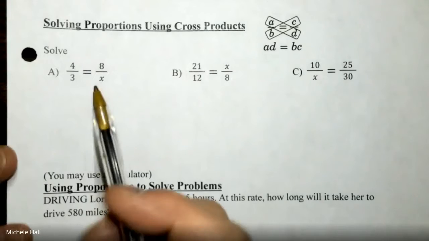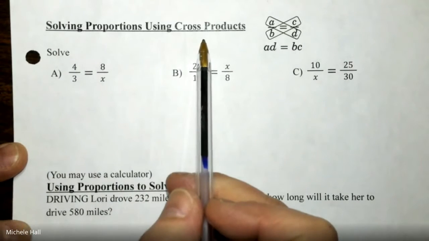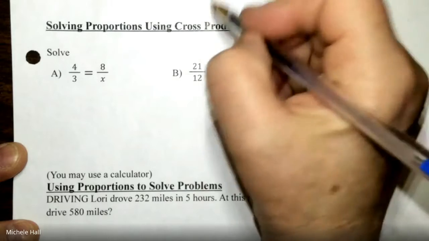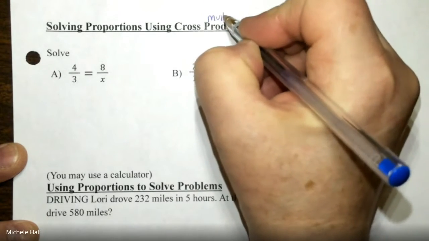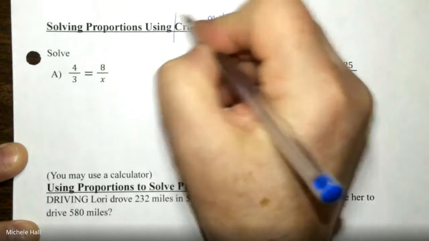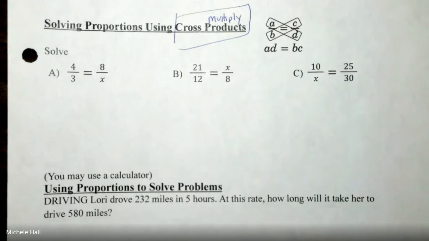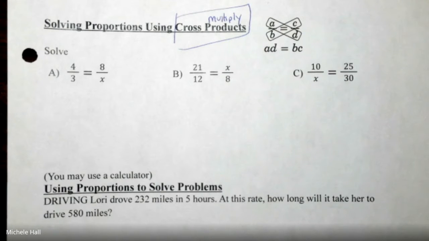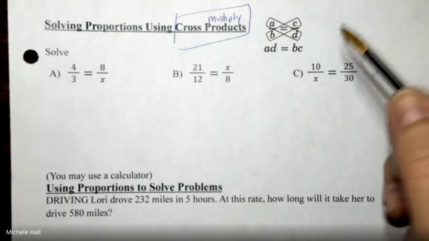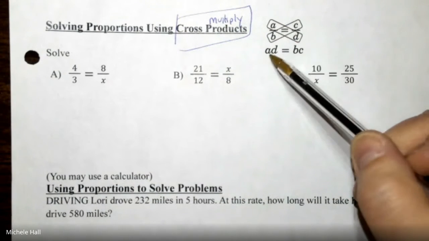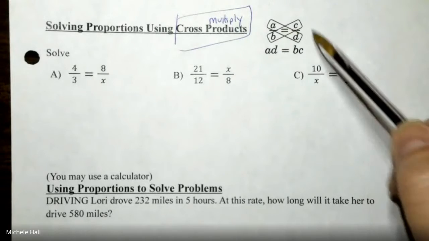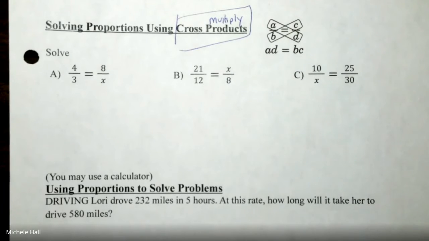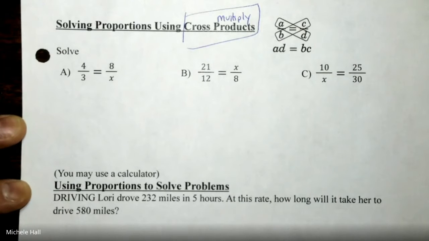Sometimes if we look at solving proportions using the cross product, we can cross multiply. Product means to multiply. We can cross multiply, not cross cancel. Here, we are trying to cross multiply. We would say A times D, AD, equals B times C, BC. We like to use the cross products when we can't use logic to solve proportions.